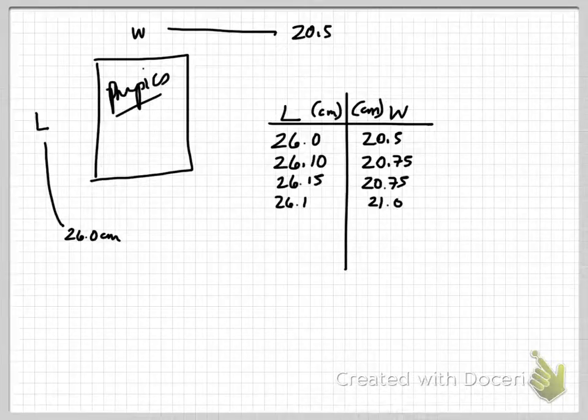Okay. Kenzie? Length, if you'd be so kind. 26.20. 26.20. 20.70. 20.70. Okay. Anybody else? Any takers? Going once, going twice.